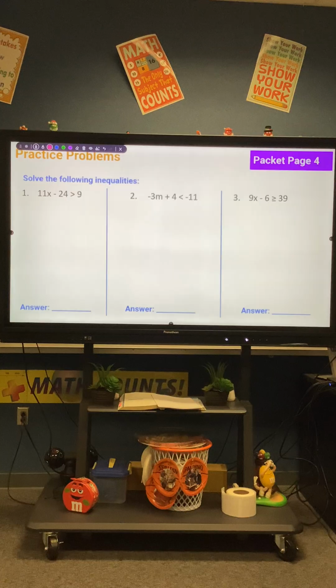How do you get 13? You subtracted 24 from here and 9, or adding 24 to 9. So this should be a 0. So you should have 11x, and then what's 24 plus 9? Add them. So negative 24 plus 24, you cancel that out, so you'll have 11x. Your inequality is greater than, and then what's 24 plus 9?